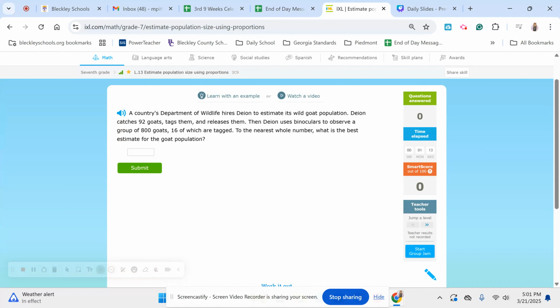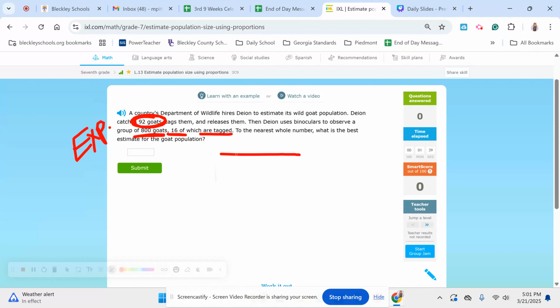Let me see if it's going to let me scribble here. Alright, so here we've got 800 goats, 16 of which are tagged. That is our experiment group, that's what we've been experimenting with. And the 92 goats represents part of the total population that were tagged.